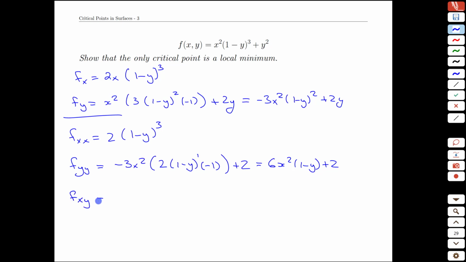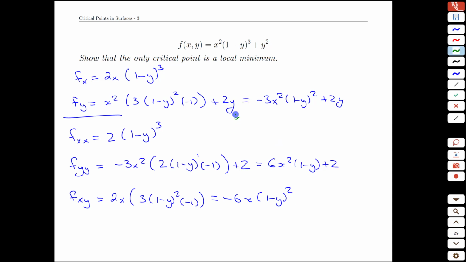Then last but not least, our xy derivative. It'll be easier to work with this term. Taking the y derivative of it, we'll have 2x, 3, 1 minus y all squared, again times a negative 1 for the chain rule inside. And that is also negative 6x, 1 minus y all squared. All right, so we have all of our values.